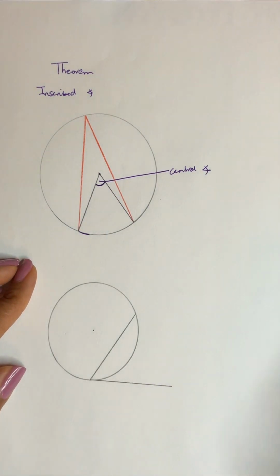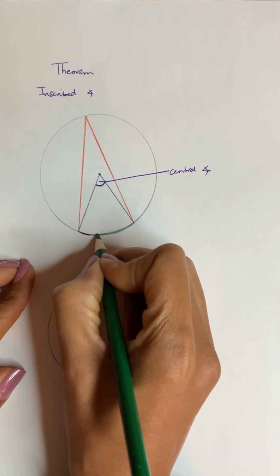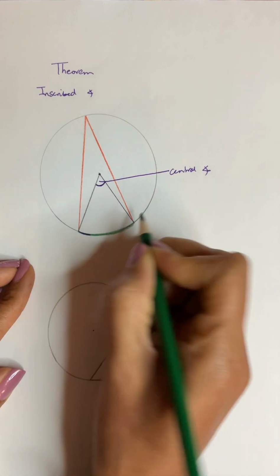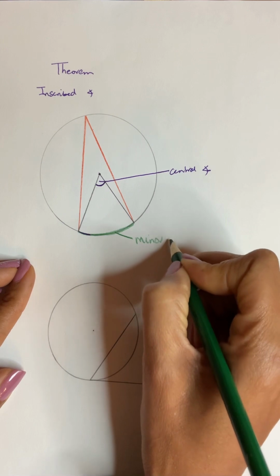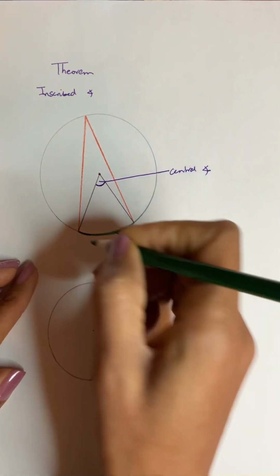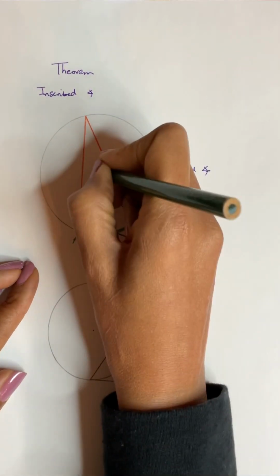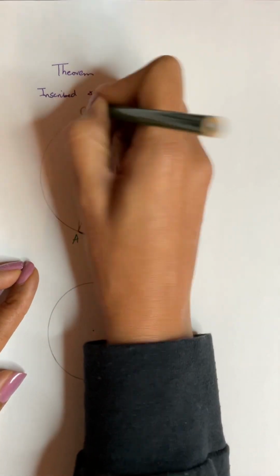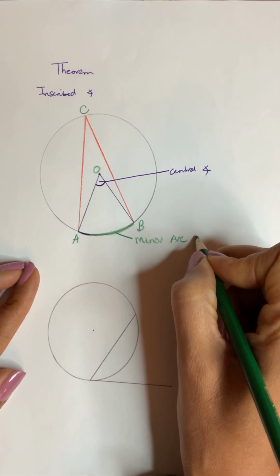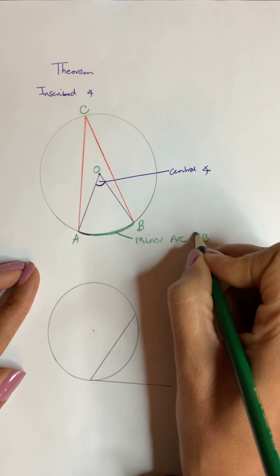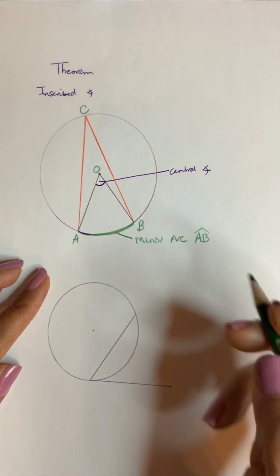I want to put it in different colors so you can see it. This is an arc, right? And this is a minor arc because it's less than 180 degrees. So this is a minor arc here. And I'm going to label this as A, B, label the center O, C. So minor arc, and we denote the arc as AB. That's the symbol for minor arc AB, right?